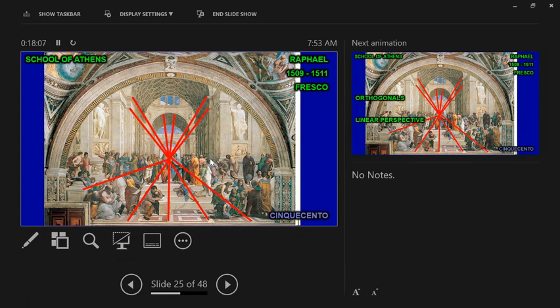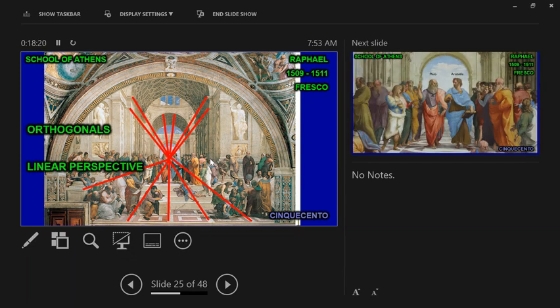And the Italians are quite fond of linear perspective, and that's one of their new tools to make things look realistic. So whenever they can use linear perspective, they do. So we have orthogonals and linear perspective. You guys should know these terms already.